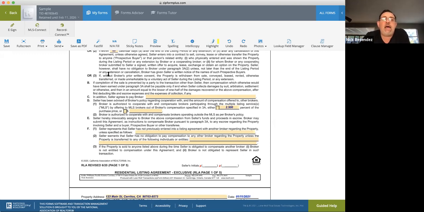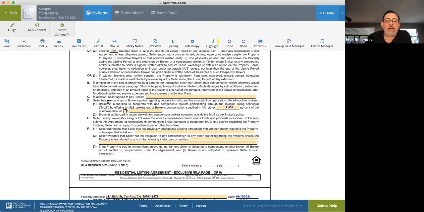If there is a completion of a sale prevented by another party besides the seller, you could be owed compensation. You won't collect it until whatever dispute is settled. Maybe somebody claims they have a right to the property and files a lis pendens, and your seller has to sue that person and remove the lis pendens. They collect damages. Maybe they choose to sell or not at that point. You could still be entitled to compensation if somebody interferes in your sale.